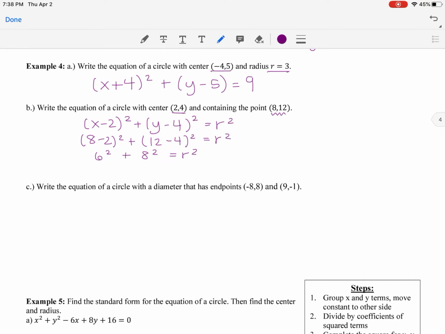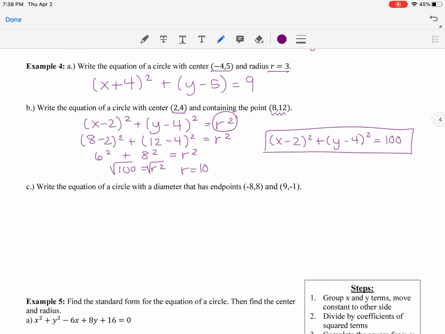So here I get 6 squared plus 8 squared equals r squared. 36 plus 64 is 100 equals r squared. Take the square root. r equals 10. However, I didn't really need to do that last step because notice I'm going to plug it in for r squared up there. So your final equation would be (x minus 2) squared plus (y minus 4) squared equals 100.